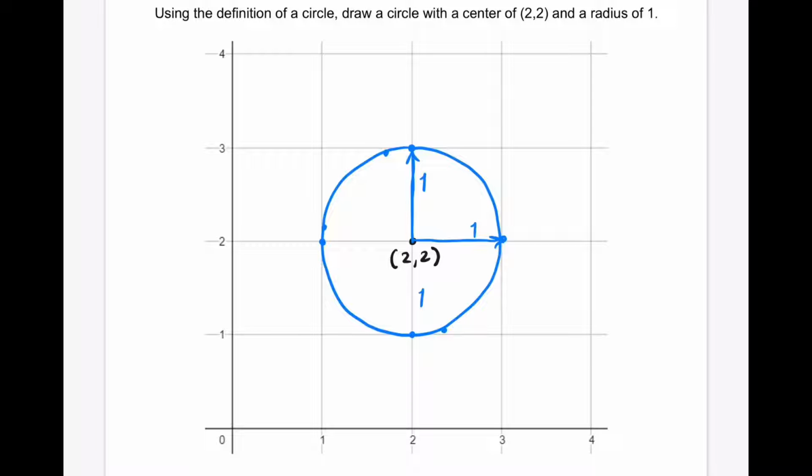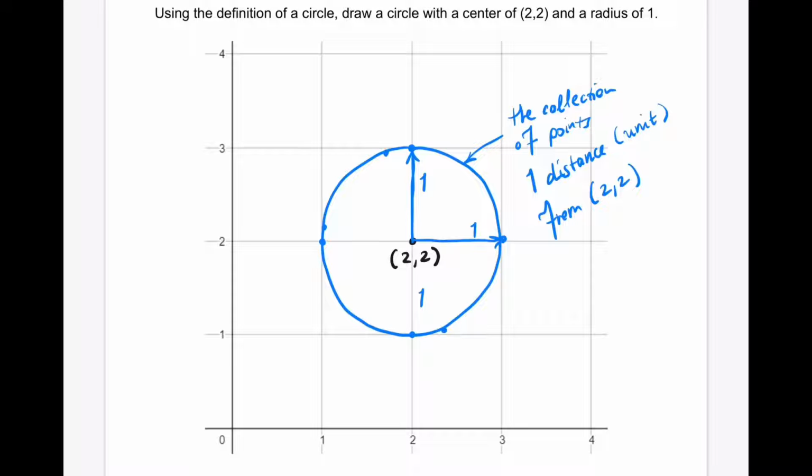Okay, so now all we have is the collection of points. In blue here, this is literally the collection of points, one distance from (2, 2). We're just in units, right? We don't have any actual units, we're just calling it a unit. That is it. That's all we drew, the entire picture. All we did was pick the center (2, 2) and then pick every point one away from it, with a radius of 1, right?